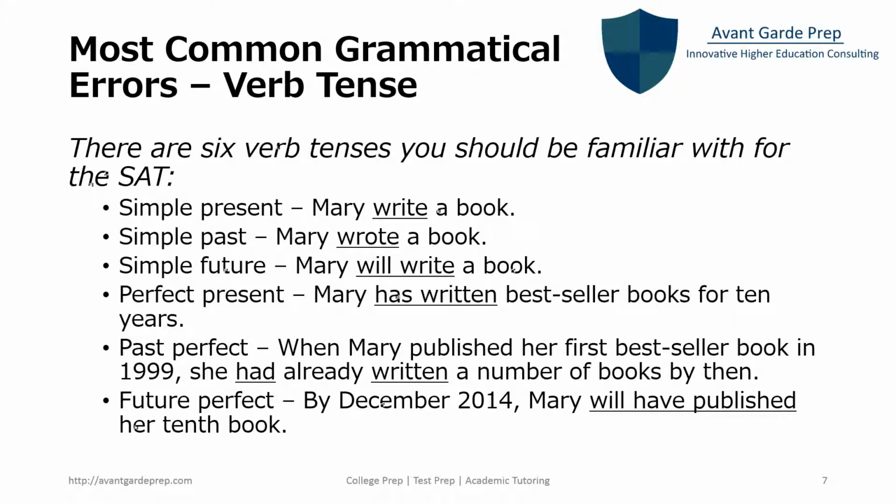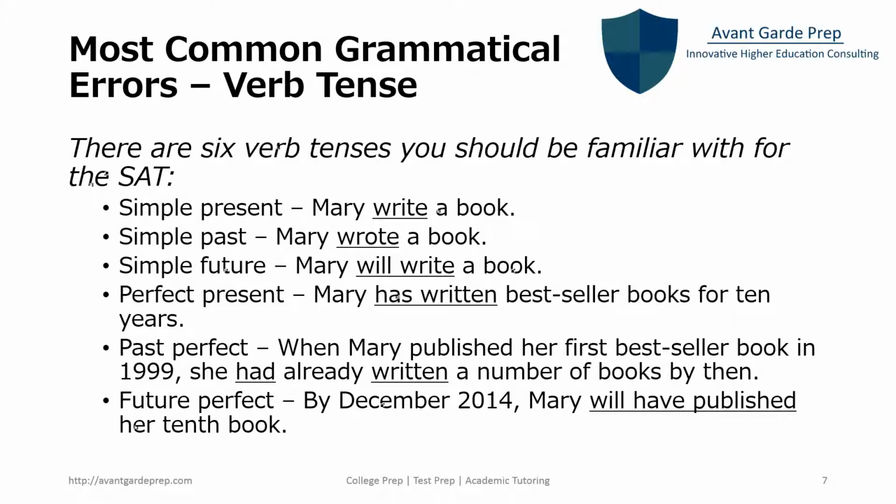Present perfect describes something that has started in the past but is still going on to the present. It's going to use a past participle, like has or have, and it's used in conjunction with for or since. So, Mary has written bestseller books for 10 years.